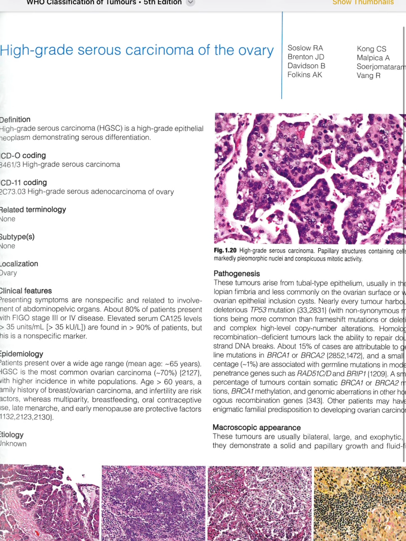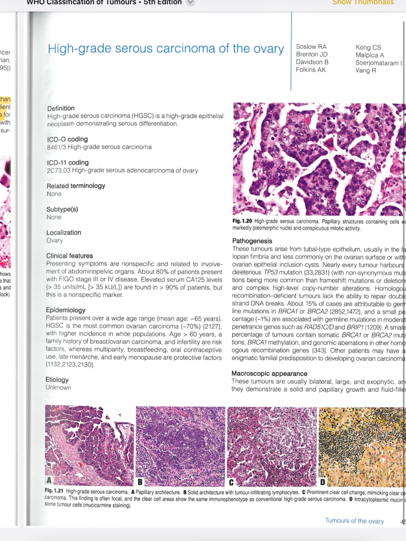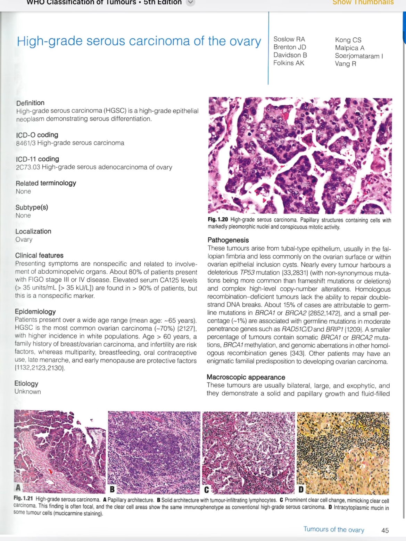Okay, so this was about low grade serous carcinomas. Now we're going to talk about high grade serous carcinoma. High grade serous carcinoma is a high grade epithelial neoplasm with serous differentiation. So the patient's symptoms can be non-specific and related to involvement of abdominopelvic organs.